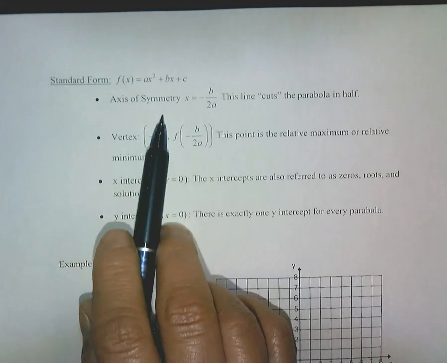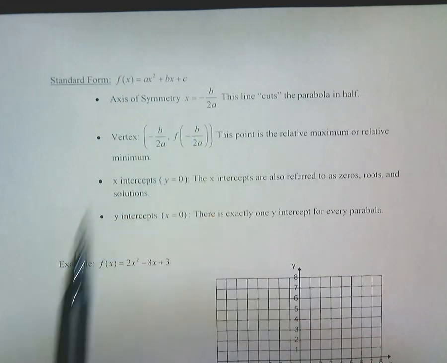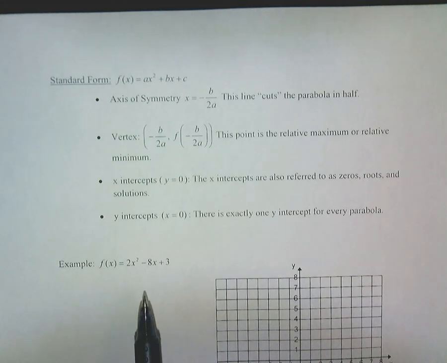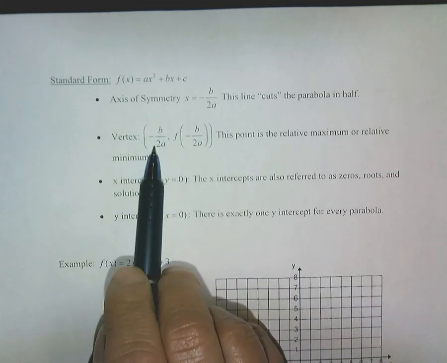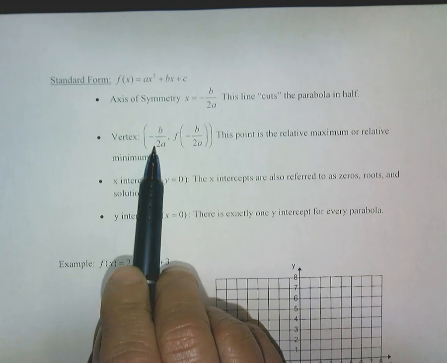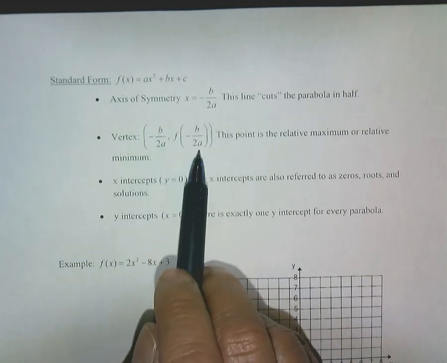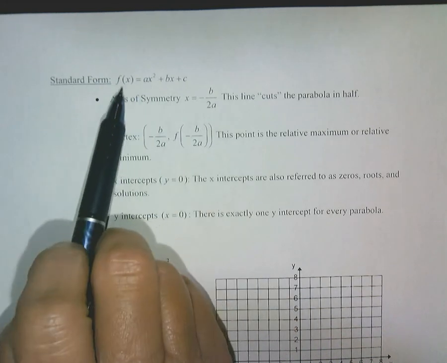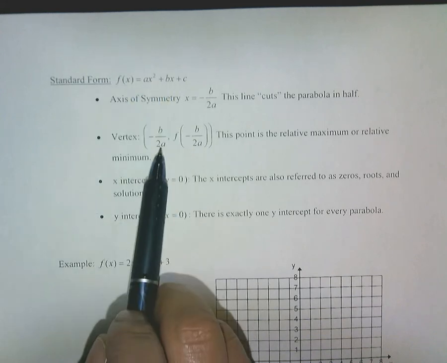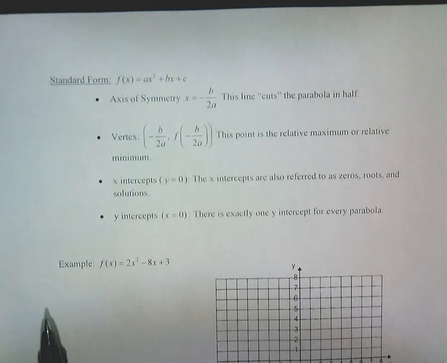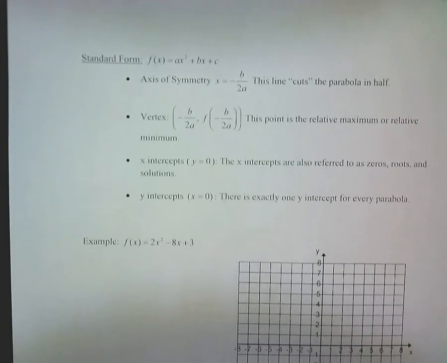So the axis of symmetry is an equation still, but it's negative b over 2a. So there's a little bit more work here. The vertex takes this x value, negative b over 2a, and you plug it back in for x in f of x. And I'll do an example. So here, f of x, wherever x is, I'm going to put this number I got back in there. The x-intercepts are still the same when y equals 0, and the y-intercept is when x equals 0.